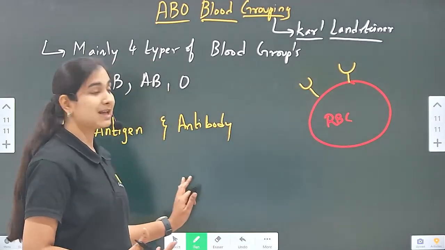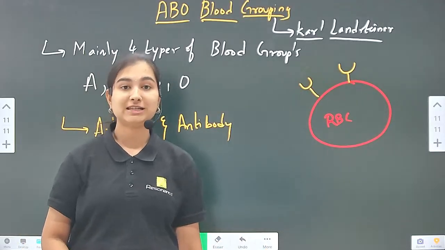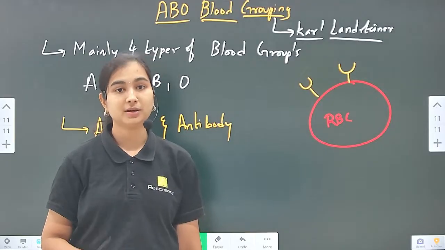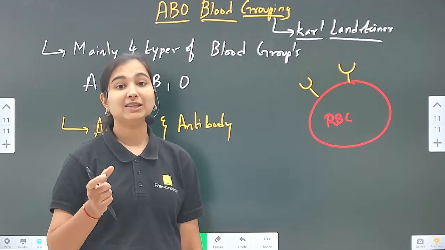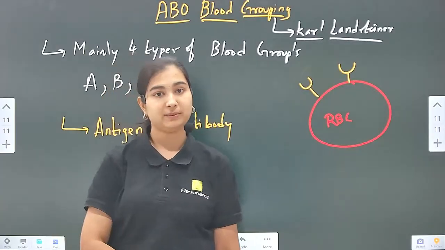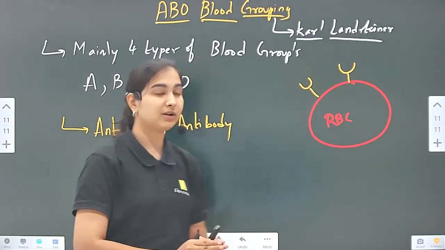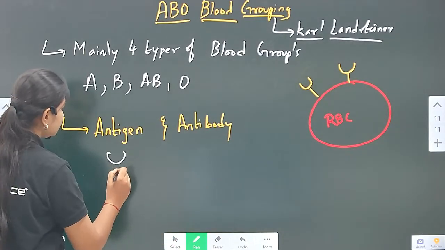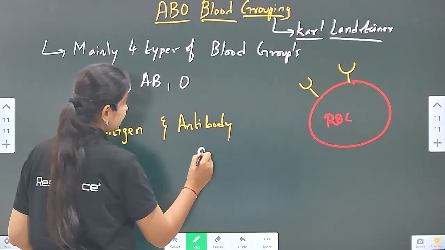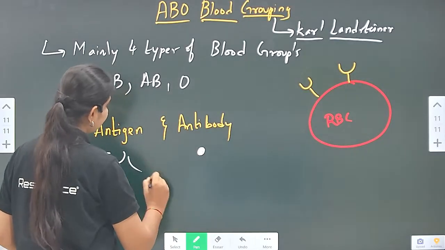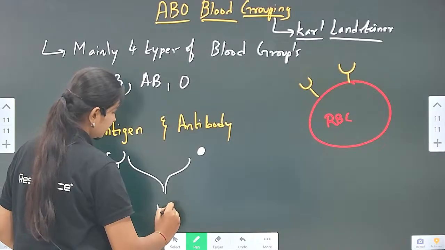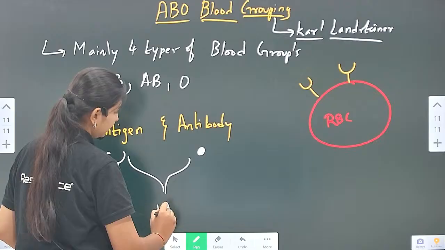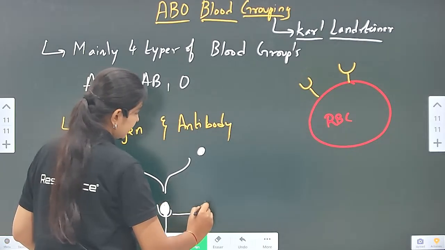Now what exactly is an antibody? Antibodies are proteins produced by the plasma cells of B lymphocytes, and they are produced against the antigen. Whenever an antigen comes in contact with the antibody, for example, this is an antigen and here this is an antibody, whenever they come in contact, what will happen? It results in clumping.